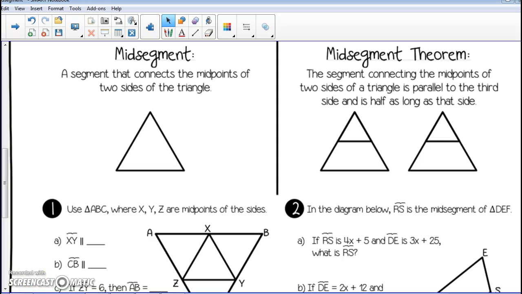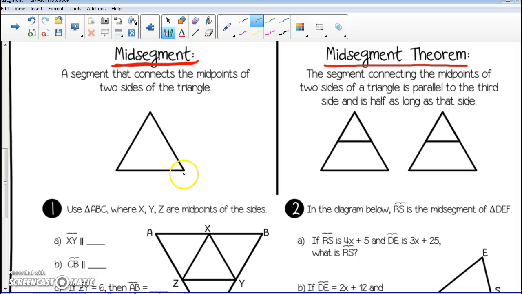Today we're going to look at another piece of the triangle like we had yesterday with perpendicular bisector and angle bisector. Today we're going to look at what's called the midsegment, and then we'll also take a look at what the midsegment theorem says. So midsegment is what we're going to look at.